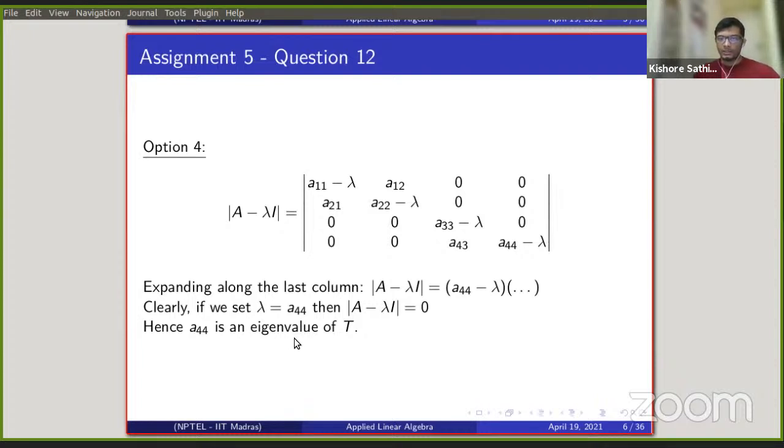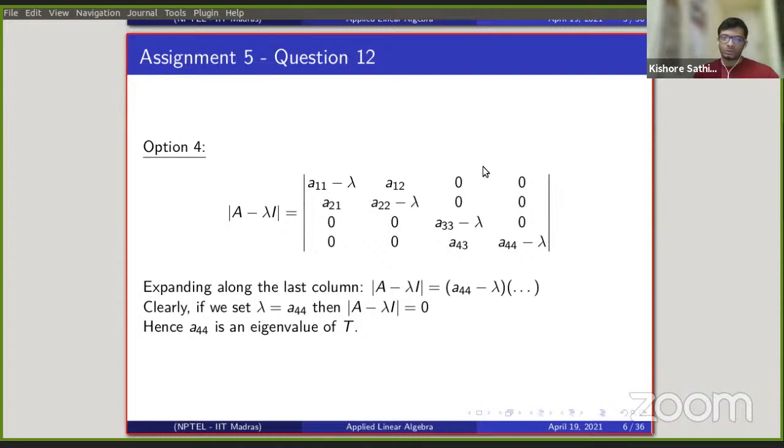Really, most of the questions involving checking if a certain number is an eigenvalue and so on just involve a clever expansion of this determinant. So here it's quite easy to see. The most natural thing to do is to expand along the last column. So let's expand this determinant along the last column. We get A44 minus lambda times the 3 cross 3 determinant over there.